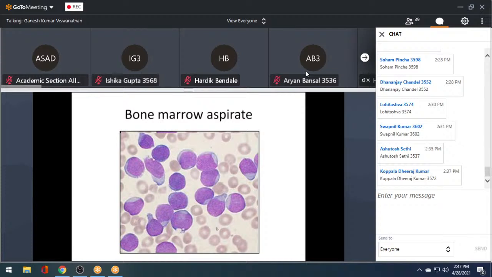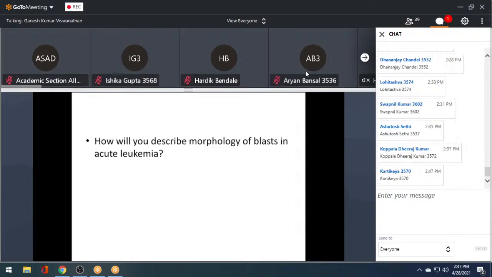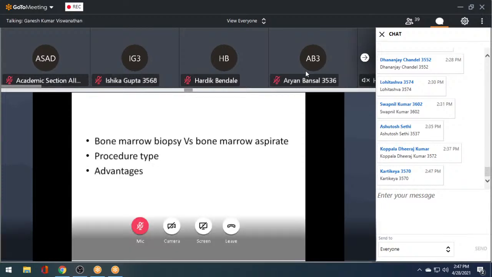Okay, so we'll go to Dhananjay. We will see how to describe the morphology of blast. Dhananjay Chandel? Swapnil Kumar. Yes, sir. Yes, Swapnil.